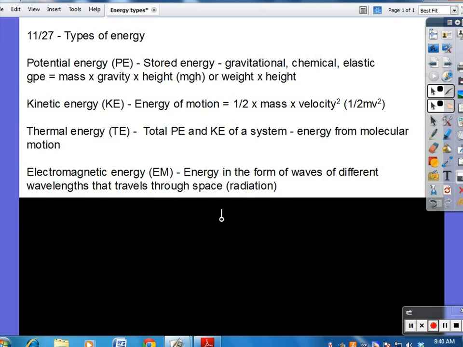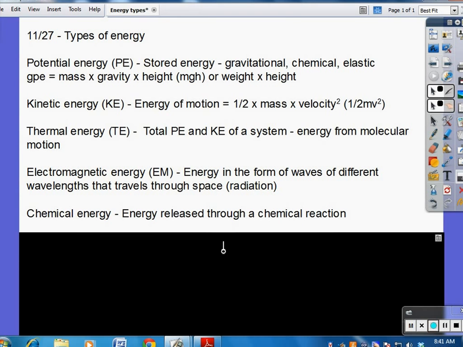The next one we're going to look at is electromagnetic energy. We call this EM, generally EM radiation or EM waves, but it can be thought of as electromagnetic energy, and that's energy in the form of waves of different wavelengths. So different electromagnetic energy has different size waves, and we'll talk about properties of waves later. And these waves can travel through space, and so energy that travels through space is called radiation. This doesn't make them radioactive. That's just our word for energy transfer through space. So light waves, for example, are a type of EM radiation.